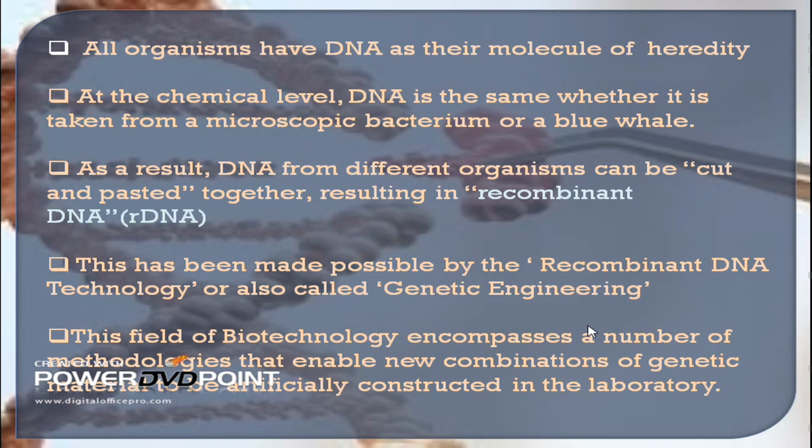This field of biotechnology encompasses a number of methodologies that enable new combinations of genetic material to be artificially constructed in the laboratory. So basically, with the help of recombinant DNA technology, we can combine the DNA from two different organisms into one, and that DNA is known as the recombinant DNA. Now we are going to have a look at what basic steps are involved in this technology.